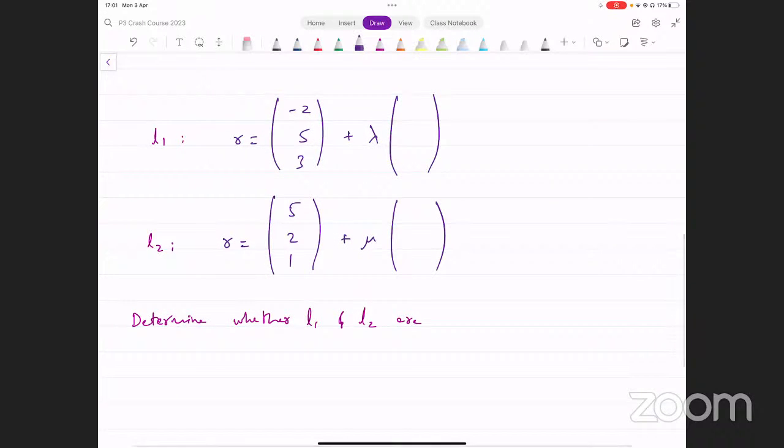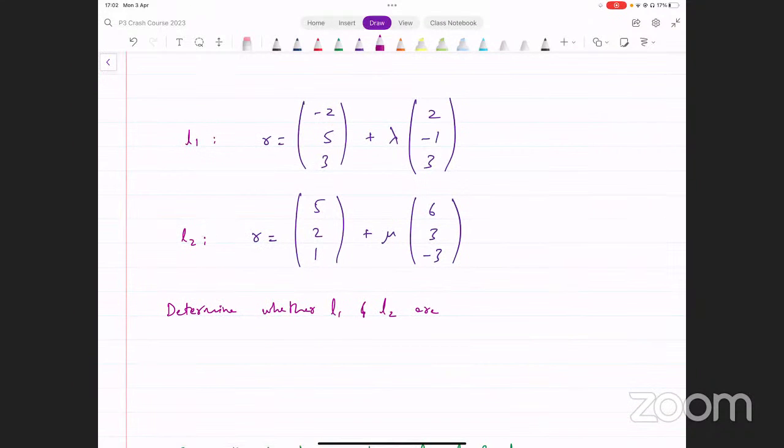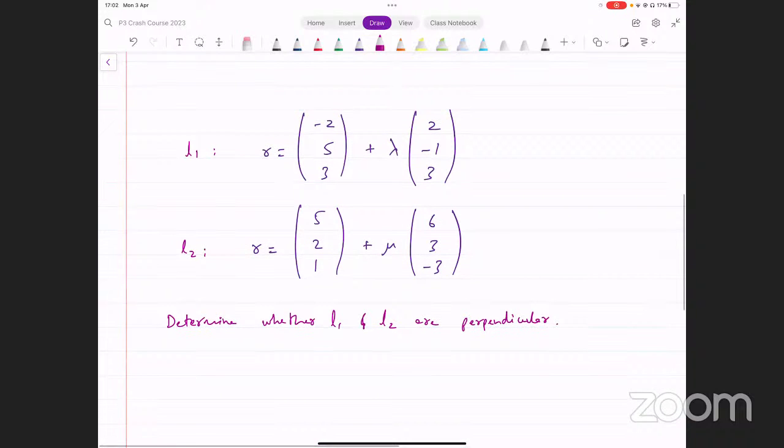Let's say we have these two lines, and one direction vector is 2, -1, 3, and the other is, let's say, 6, 3, -3. We want to determine whether lines L1 and L2 are perpendicular. Remember what we used to do for perpendicular lines? We used to check perpendicular vectors. Two vectors are perpendicular if their dot product is equal to 0.